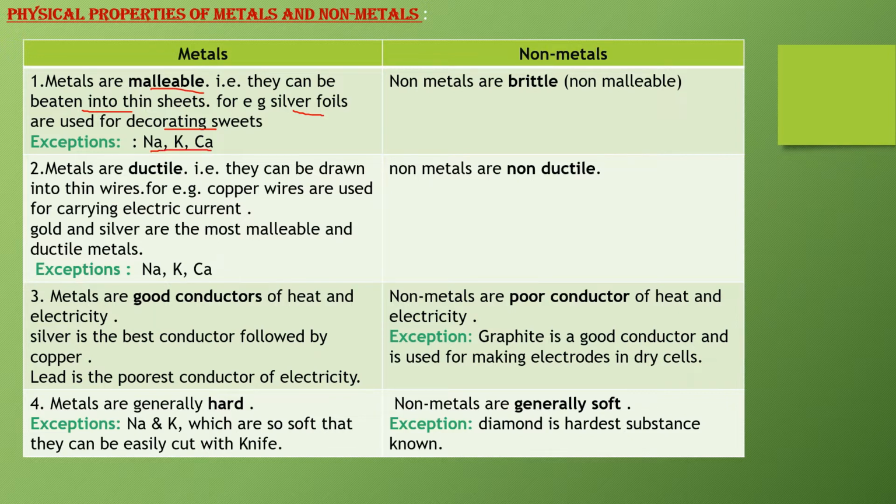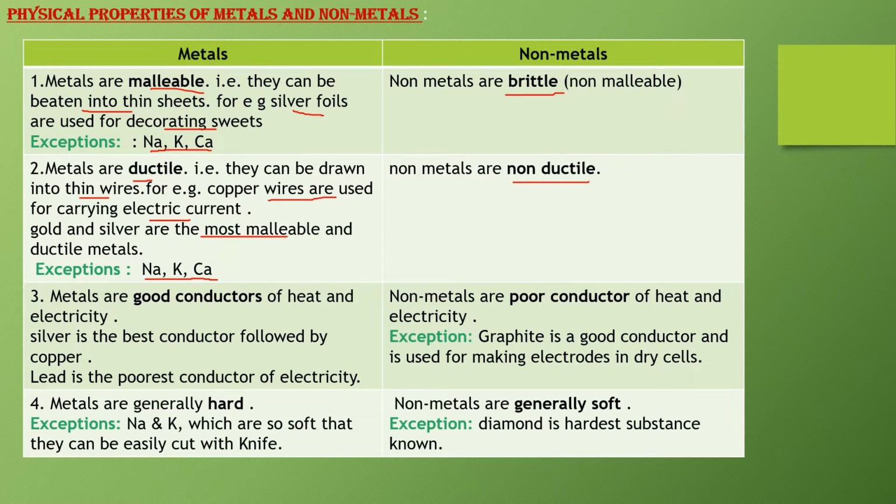On the other hand, non-metals are non-malleable or brittle. We cannot beat them into sheets because whenever we try to beat them, they are brittle, so they will break. Now the next property of metals is that they are ductile, means that they can be drawn into thin wires. Example, copper wires are used for carrying electric current. Gold and silver are most malleable and ductile metals. Now here again exceptions are there, sodium, potassium and calcium. Now non-metals are non-ductile in nature.